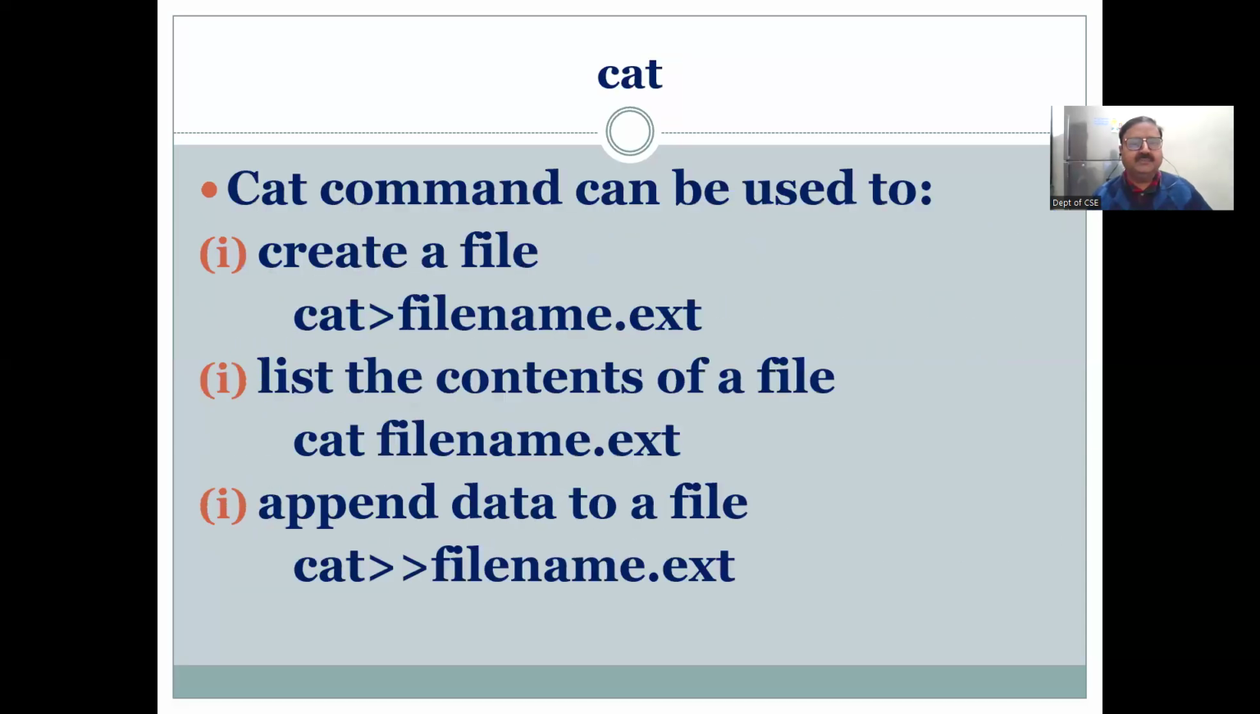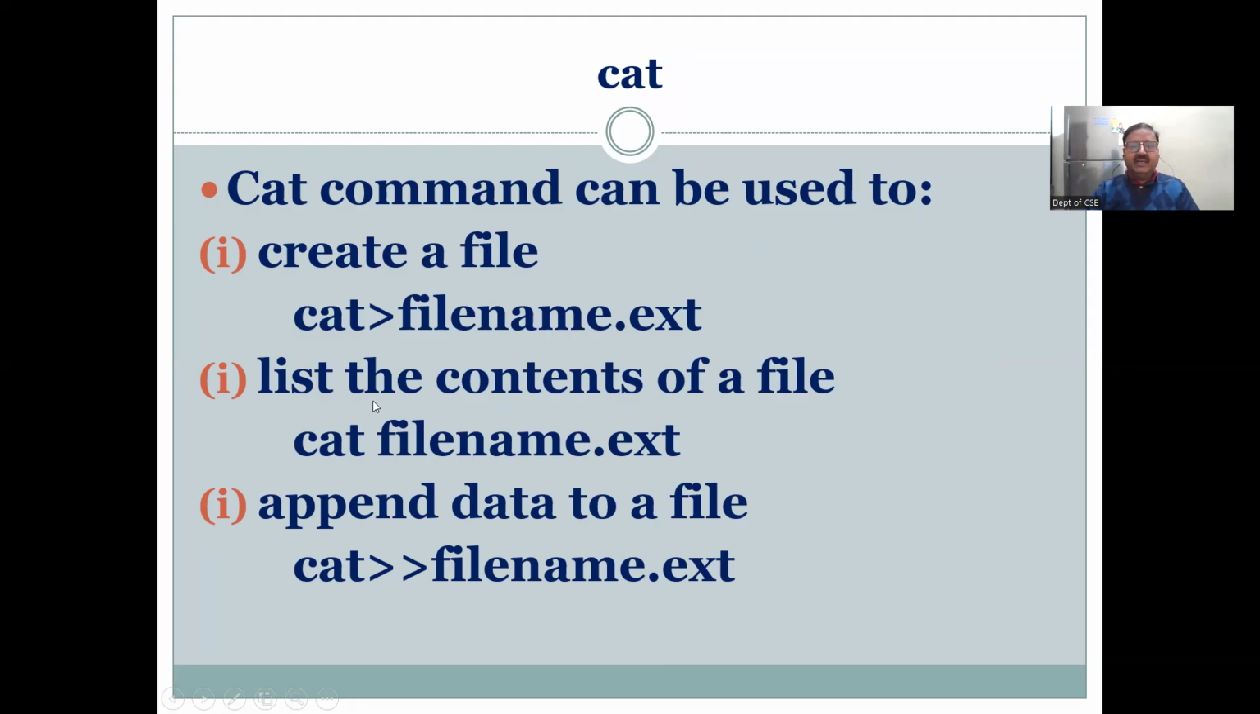So next is the cat command. Now this cat command can do a lot of useful things for you. You can create a file with the cat command. The syntax is cat, then this greater than symbol. This is a redirection symbol. So cat basically suggests that whatever we write on screen is redirected to this file, filename.extension.